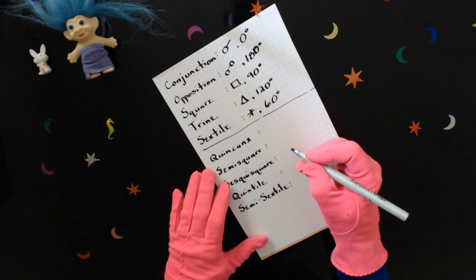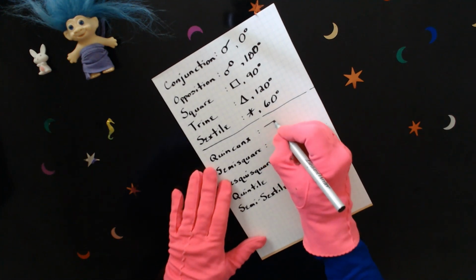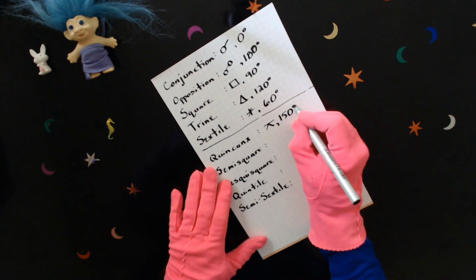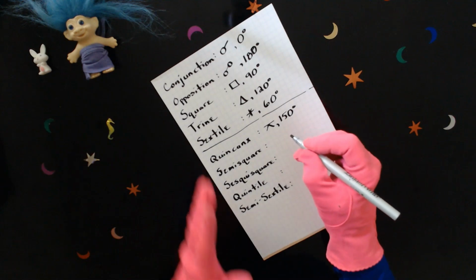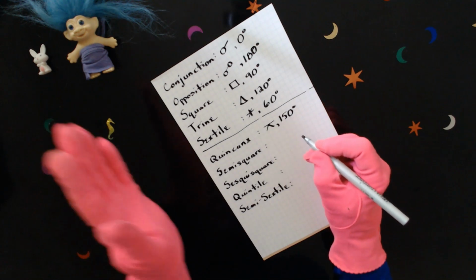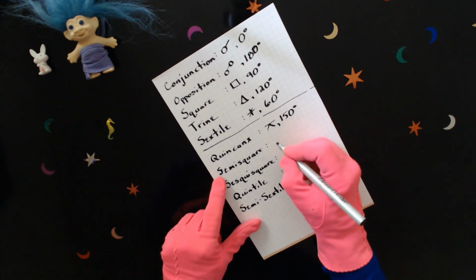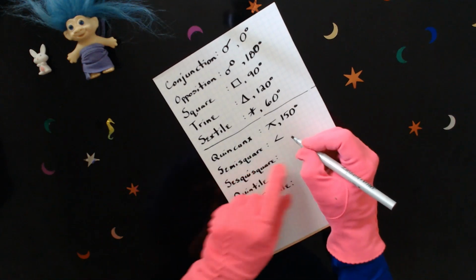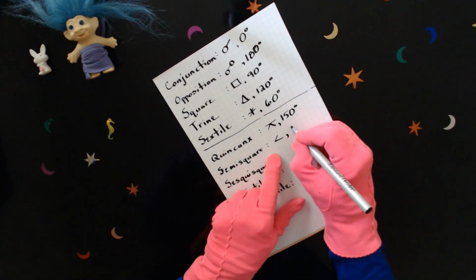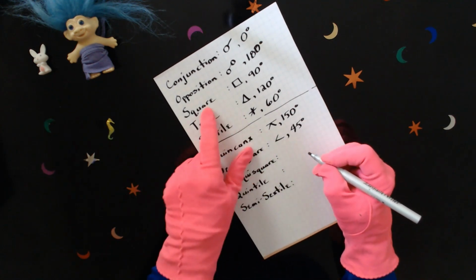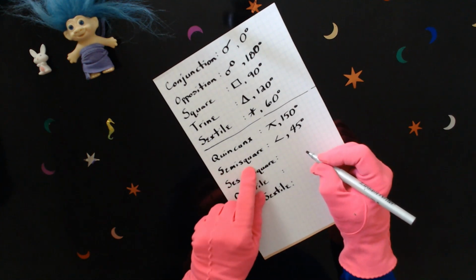Okay, now the quincunx is 150 degrees. So it's just shy of being an opposition. It's like the opposition that takes a left turn or right turn, and just veers off a little bit. And the semi-square is like the bottom half of a sextile, and this is just the angle sign, and it's 45 degrees. 45 is half of a square, so it's a semi-square.